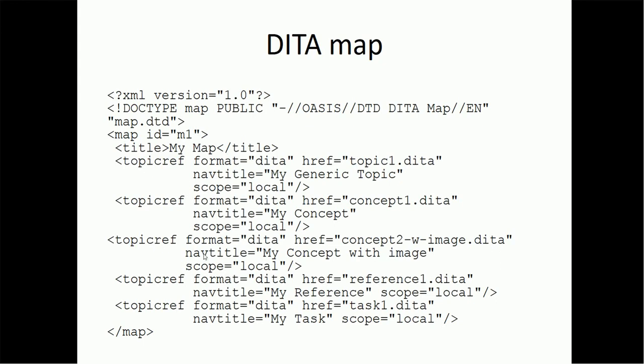So the DITA map looks something like this. It has a map doc type declaration, which points to a map DTD, and then we have a title, and then we have references to different topics or different maps. Maps in that sense can be nested.